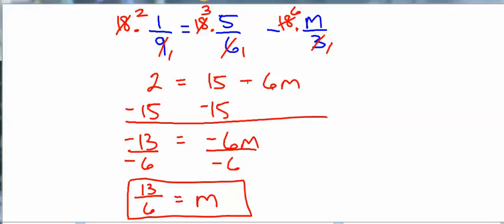This is 15 minus 6m. This is a positive 15 right here. Since that's a positive 15, you're going to subtract 15 from each side.